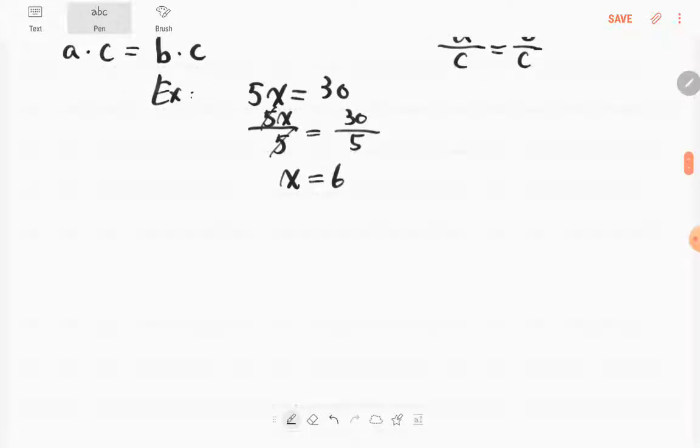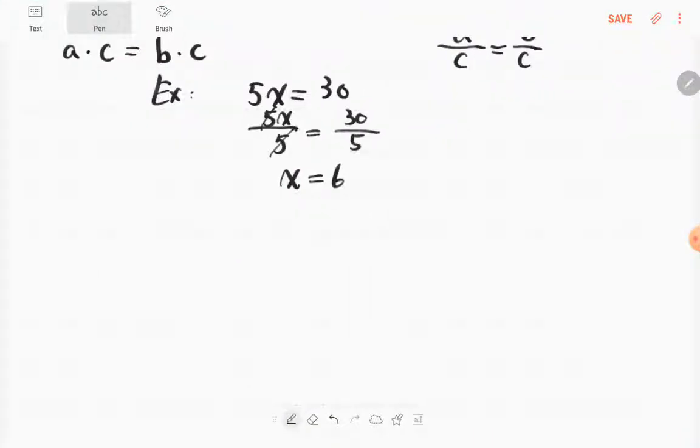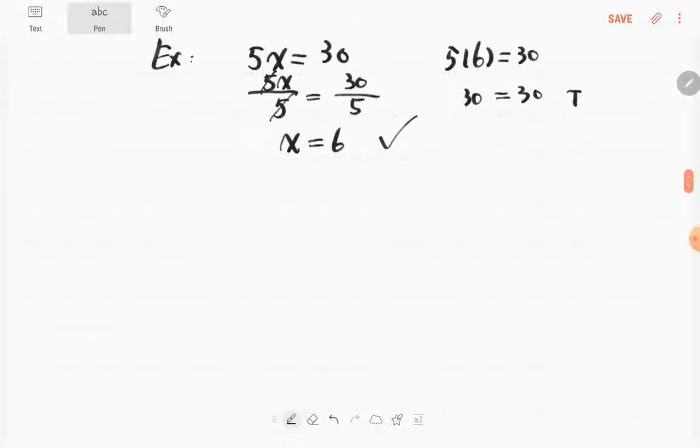Okay. Of course, if you want to, you can check. So we can do that. We can check. Use 6 to replace x. Now check the left side first. It's 30. The right side is also 30, so it's true. Then x equals 6 is correct. So let's check another example.